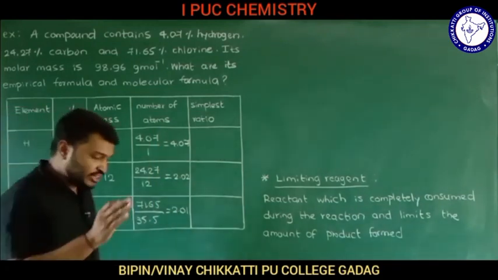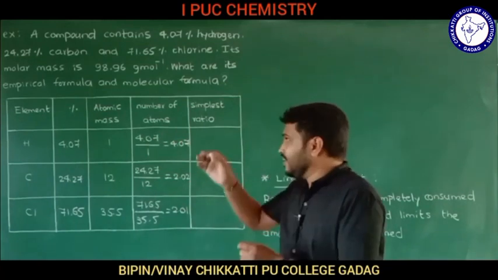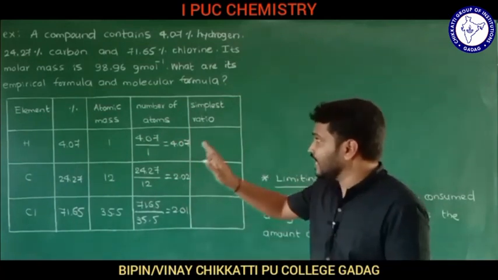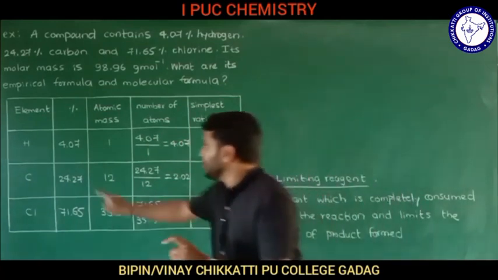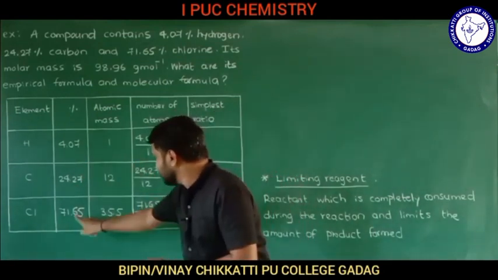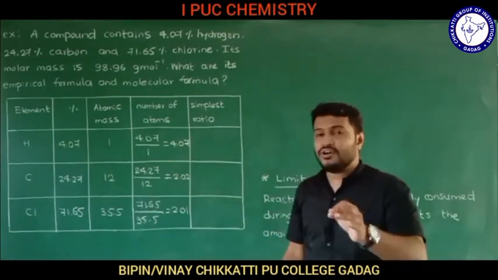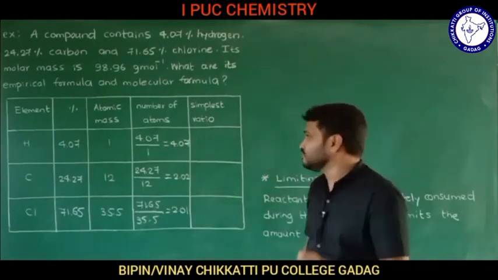So try to know the fourth column, that is number of atoms, can be calculated by taking the ratio of percentage and atomic mass. If you divide 4.01 by 1, okay, the answer you are supposed to write. So similarly this division and this division, the answer you can write. You can write a nearly equal value, or you can write the exact value also, that doesn't matter much.